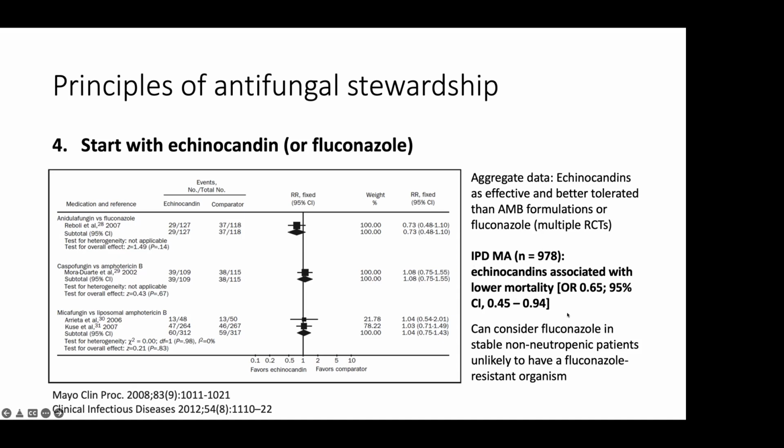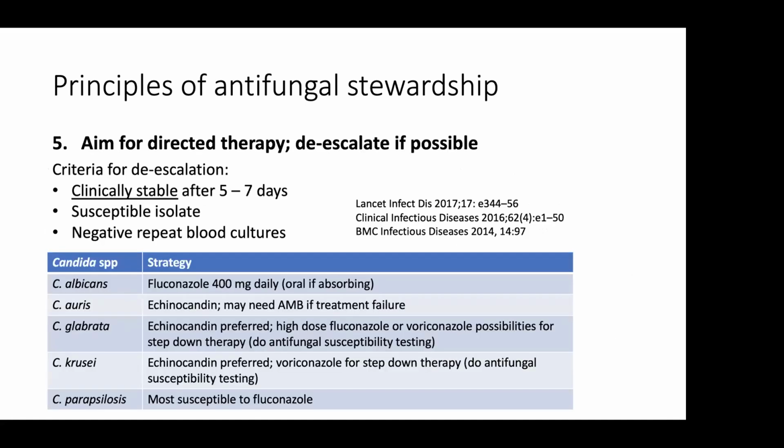But an individual patient data meta-analysis has been done. And in that, echinocandins were associated clearly with lower mortality compared to use of amphotericin B, about a 35% reduction in mortality. For certain patients who are stable, who are not neutropenic, who haven't been on fluconazole prophylaxis and are unlikely to have a fluconazole-resistant organism, you can consider fluconazole as an empiric therapy because it performs very well. But in most cases, it will be an echinocandin.